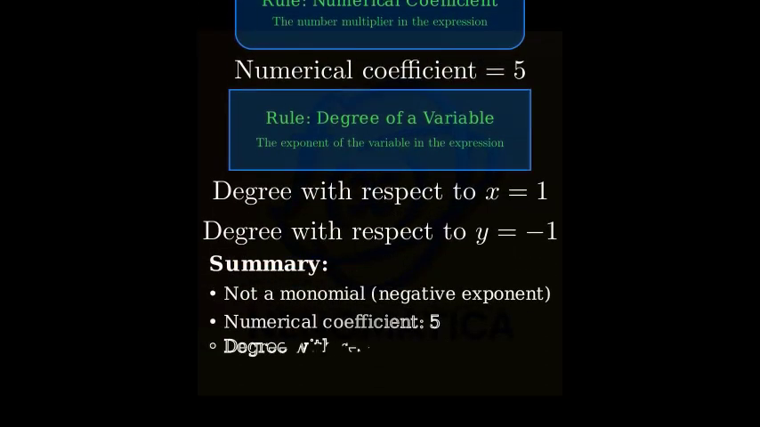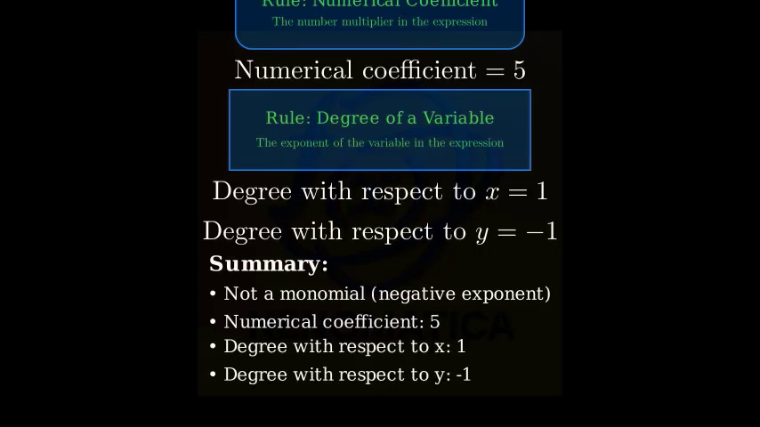So for our first example, we have determined that 5y to the power of negative 1 times x is not a monomial due to the negative exponent. Its numerical coefficient is 5, the degree with respect to x is 1, and the degree with respect to y is negative 1. Let's move on to our second example.